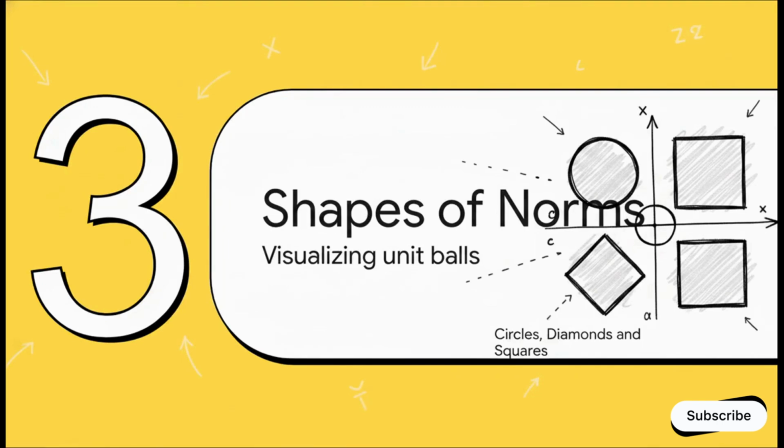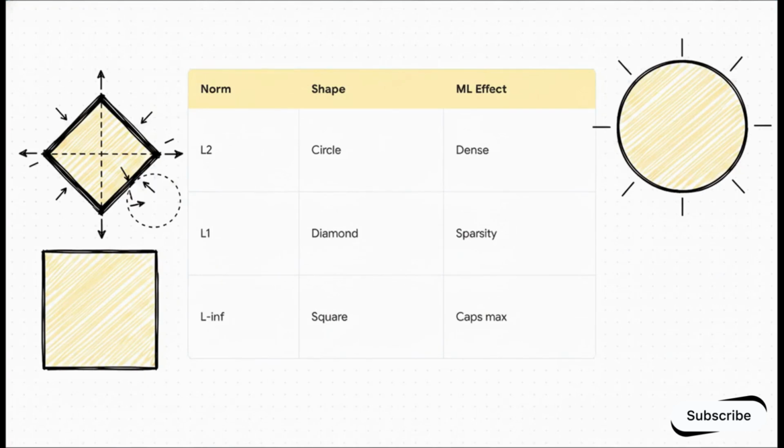Visualizing unit balls as circles, diamonds, and squares. So, what does this all mean geometrically? If we plot these equations on a 2D coordinate system to find where the norm equals exactly 1, we get what are called unit balls. The L2 unit ball forms a perfect, smooth circle with absolutely no corners, which spreads out feature importance. The L-infinity ball forms a rigid square.